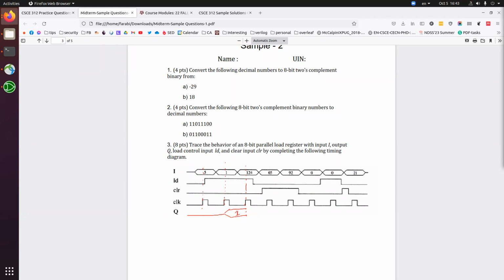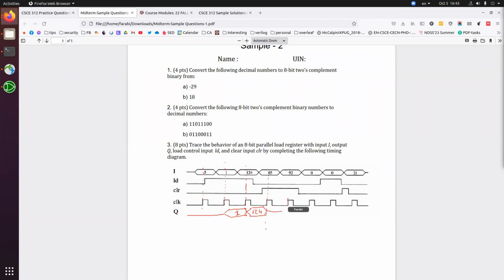And here in the rising edge, load is 1, clear is 0, data is 124. So the data would be updated to 124 here. The next rising edge, we'll again see if the data needs to be changed. For example, here load is 0, clear is 1. So we will clear the data again. So it would be 0.